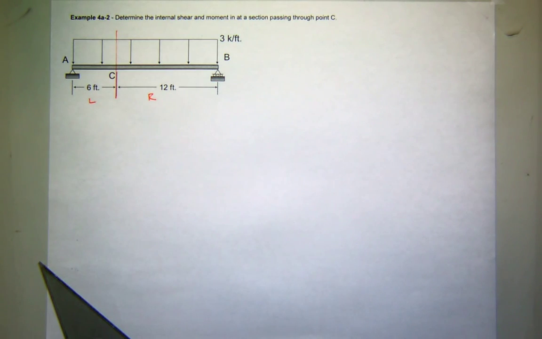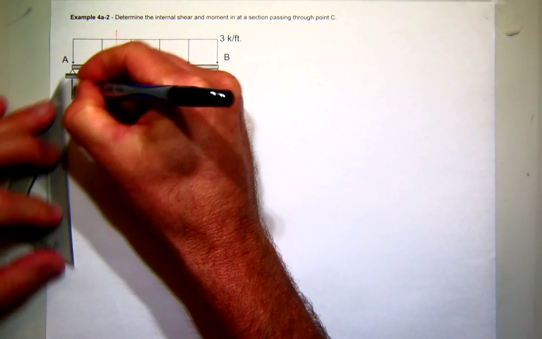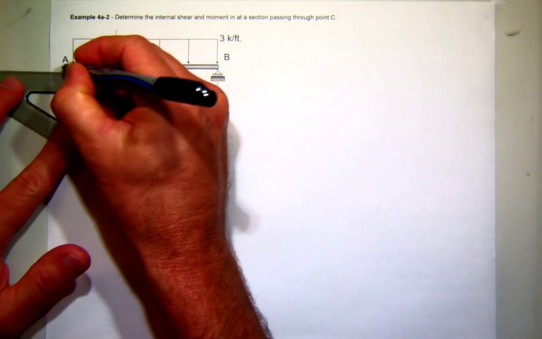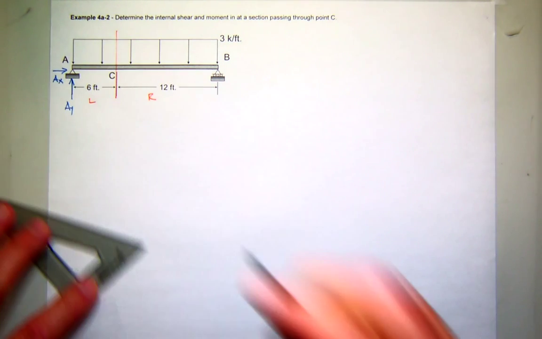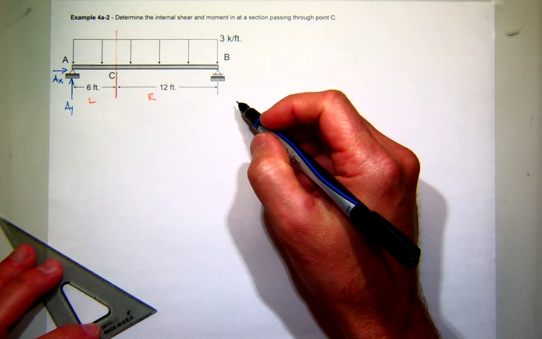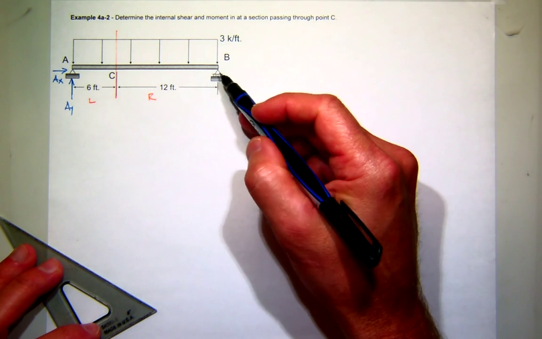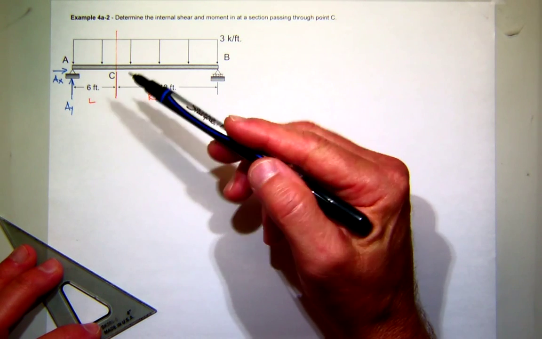So I'm going to use my drawing as my free body diagram. I'll come over here and say I have a reaction AY and a reaction AX. But I thought it would have less reactions than B. No, AX is probably going to be 0, so it's not going to be that much extra work.